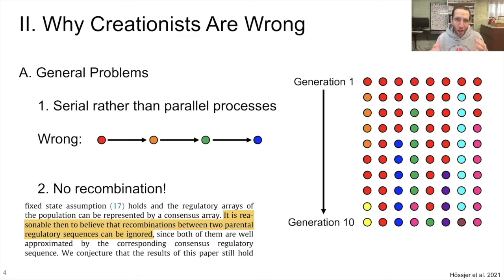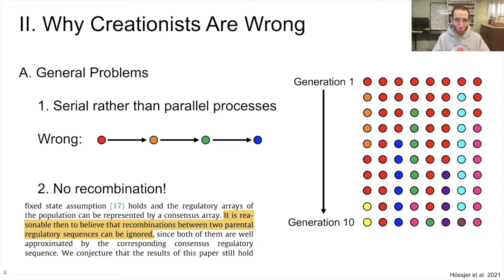Related to this, creationists exclude recombination from the discussion when they talk about the waiting time problem. And this is just a little excerpt from that Hofstra et al. 2021 paper. This came out just in, I think it was August of 2021. They're talking about getting a specific regulatory sequence within a population, and they say it is reasonable then to believe that recombinations between two parental regulatory sequences can be ignored. No, that's completely unreasonable.